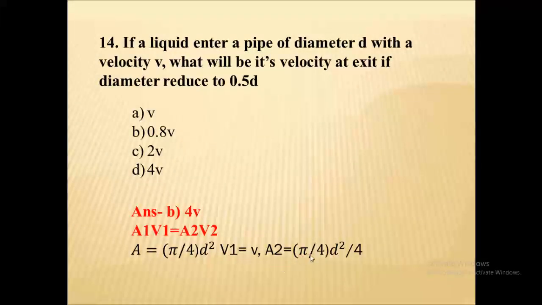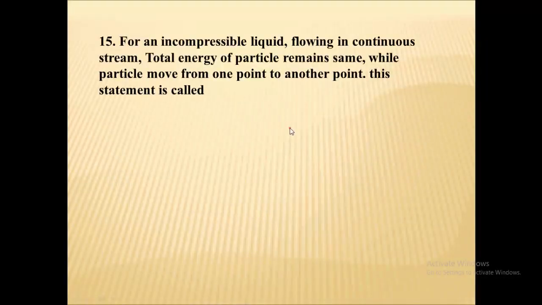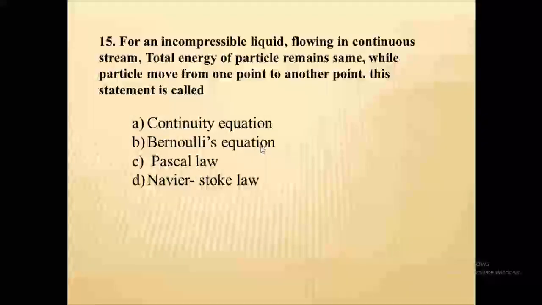A2 will be what then? Pi by 4. Here d square will become d by 2 whole square, so which can be written as d square divided by 4. So putting all these value in this equation, you will get the velocity at exit, that is 4v.